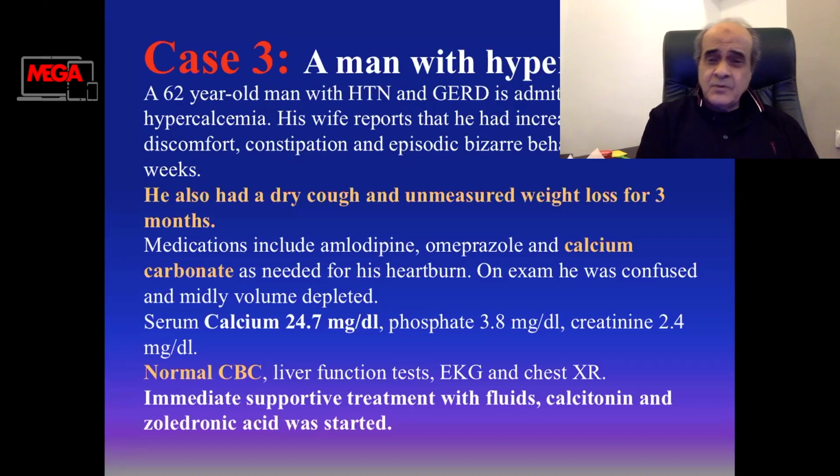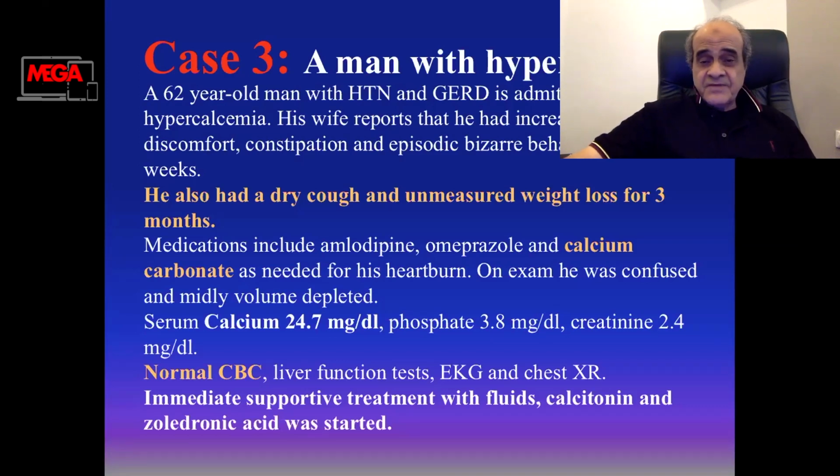On exam, he was conscious and mildly volume depleted. Serum calcium very high, 24.7 milligram percent. Phosphate 3.8 milligram percent. Creatinine is about 1.7. Normal CBC, liver function test normal, EKG normal, chest X-ray normal. Immediate supportive treatment with fluid, calcitonin, and zoledronic acid was started. We discuss now a case of hypercalcemia and how to manage it.